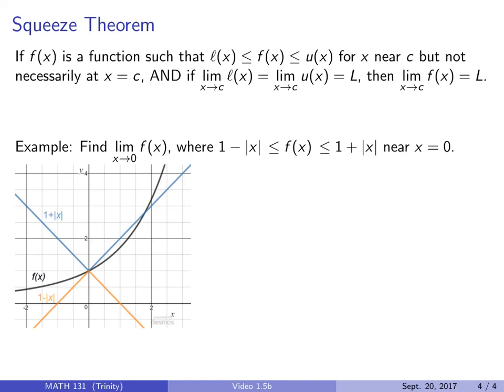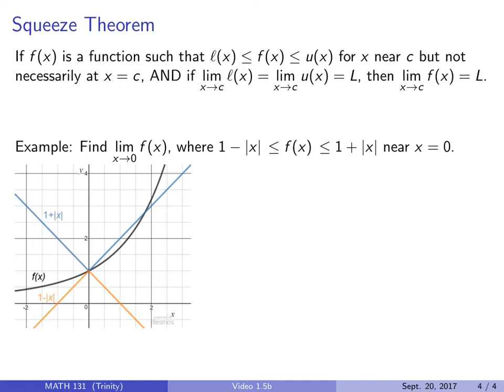The last theorem that we're going to look at today is called the squeeze theorem, or the sandwich theorem, and it states if I have a function f of x that I'm wanting to find the limit of, and I can find functions L and U such that L of x is less than or equal to f of x is less than or equal to U of x for all x near my value of c, not necessarily at x equals c itself. Furthermore, if I can find that the limit as x approaches c of L of x and the limit as x approaches c of U of x exist and are equal to each other, then I can also say that the limit of f of x equals that same L, because it's kind of sandwiched between these two other functions.